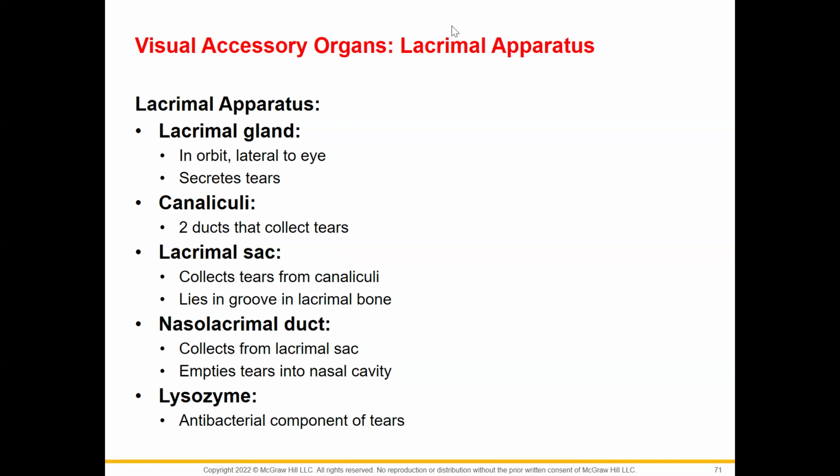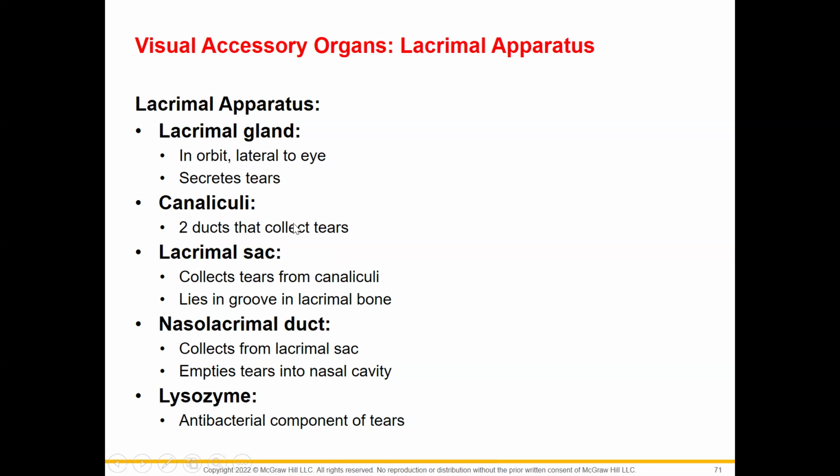So, the lacrimal apparatus includes the lacrimal gland that secretes the tears in the lateral aspect of the eye. When the tears are secreted in that lateral aspect, gravity moves them toward the medial aspect of the eye, where you have the canaliculi. These are two ducts that collect the tears.